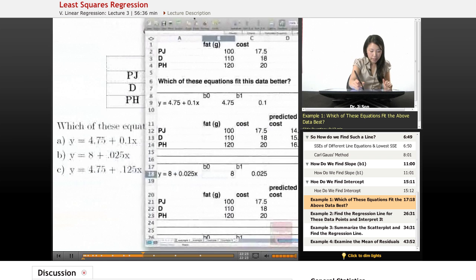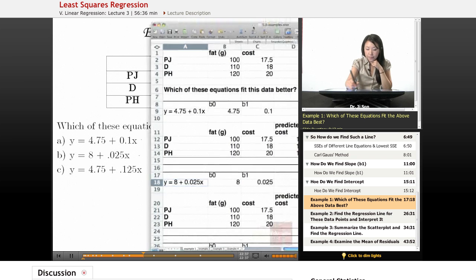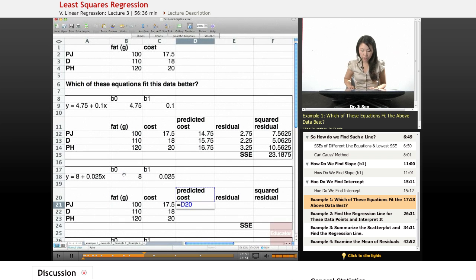So here, I've put in the data for the next equation. So it's y equals 8 plus 0.025x. So I've separated it out into the intercept versus the slope. And let's find the sum of squared error. So to find the predicted cost, I need to take my intercept, lock it in place. And add that to my slope times x. And I'm going to lock my slope in place as well.